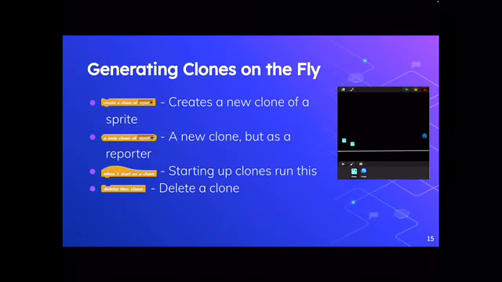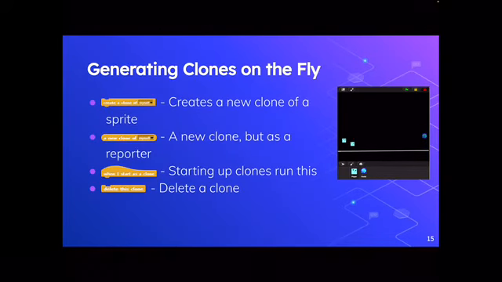Okay, so that was all great, but we don't want to have to create a bunch of clones if we need some clones. What if we just want to generate clones on the fly? There are actually blocks to create clones right in the middle of our program. We can use this block, create a clone of myself, to create a new clone. We also have this other block, a new clone of myself, which is also a new clone, but it's a reporter.